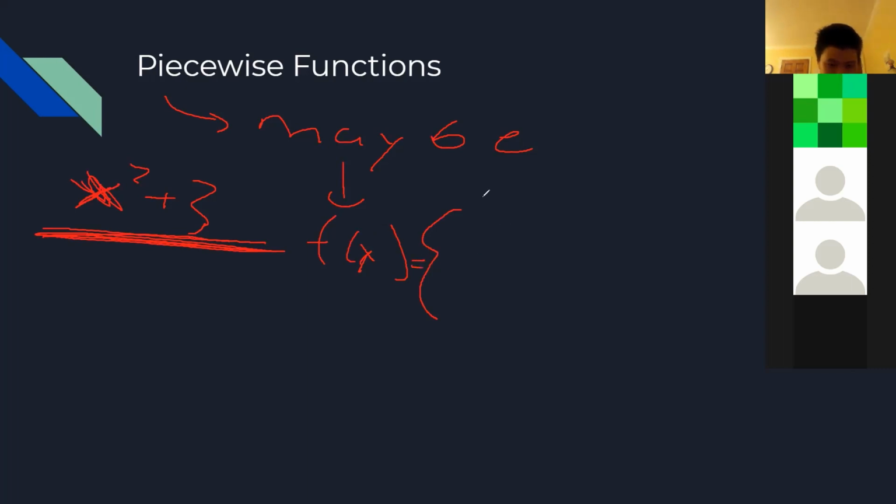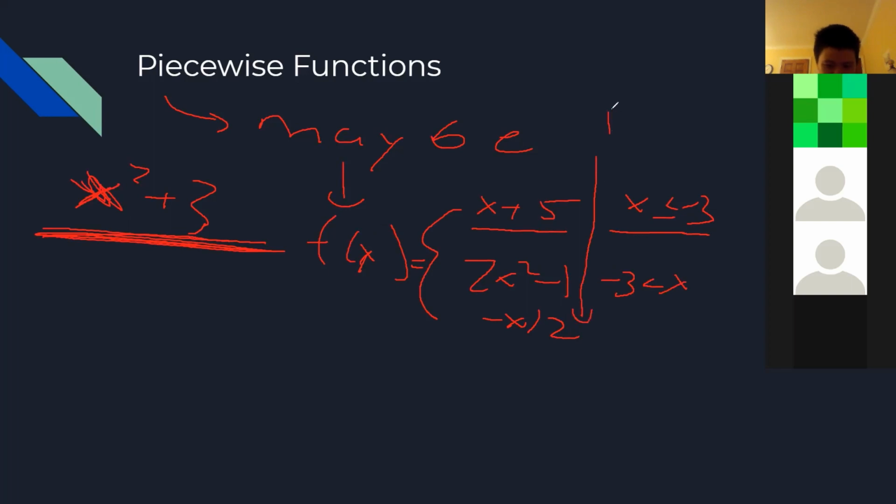So let's denote it. x plus 5, 2x squared minus 1, negative x over 2. The first happens when x is less than or equal to -3. The second happens when, and we usually put an if here, if -3 is less than x, and x is less than or equal to 2, and the last when x is greater than 2.